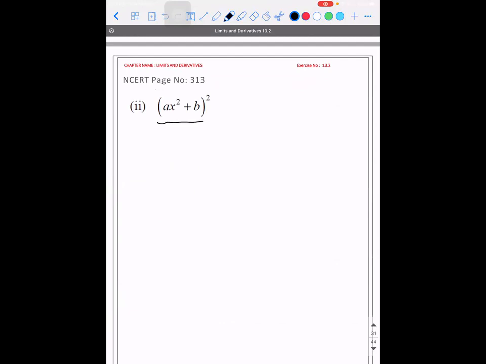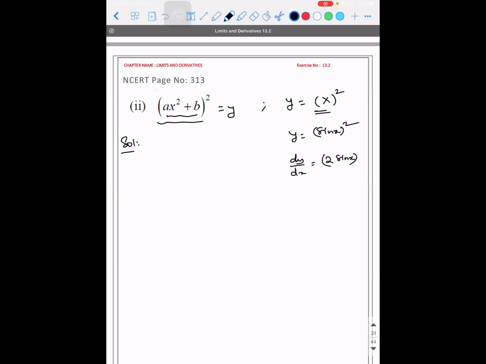Next, (ax square plus b) the whole square, solution. So what can we do? If I take this as y, listen to me carefully. If I take ax square plus b as capital X, and the whole thing is squared, then can we apply the chain rule to it? Because the function inside is not x raised to the power 2. Rather, it is some function raised to the power 2. See, yesterday we did problems like this, right? Sin x square means, you remember what we did? How did we differentiate it?